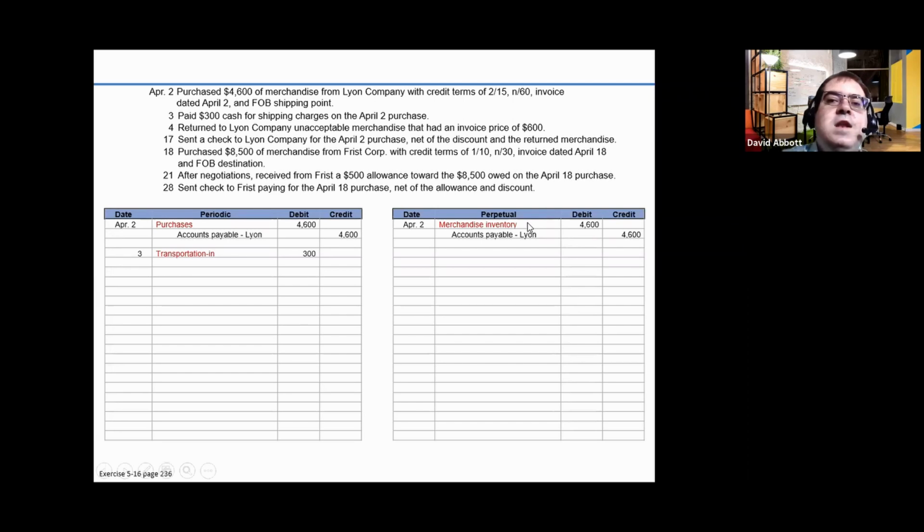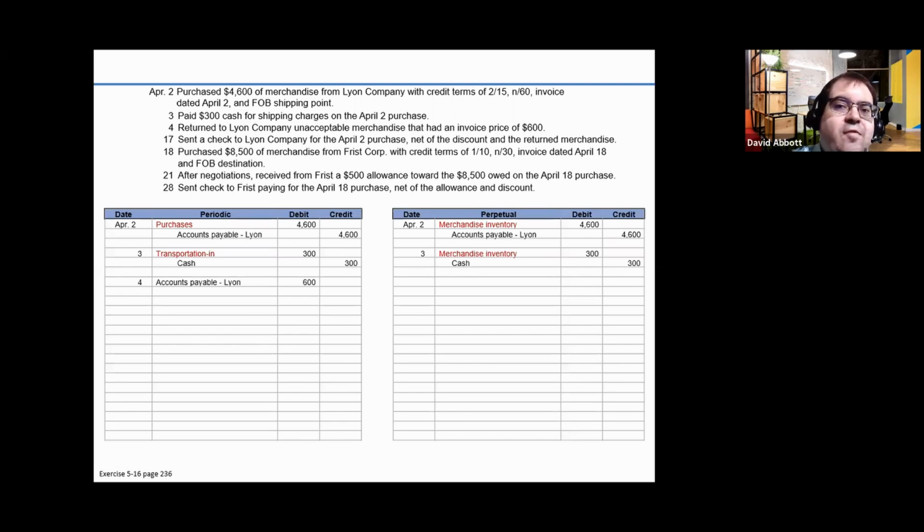Okay, the next one is also on the 3rd, that we paid $300 cash for shipping charges on the April 2nd purchase. So for the periodic system, you have transportation in of $300, debit, and then you have a credit for cash. Now, if you're using a perpetual system, you're going to charge that to the merchandise inventory. So debit merchandise inventory for $300, and then you'll credit cash for $300 because you're paying out cash.